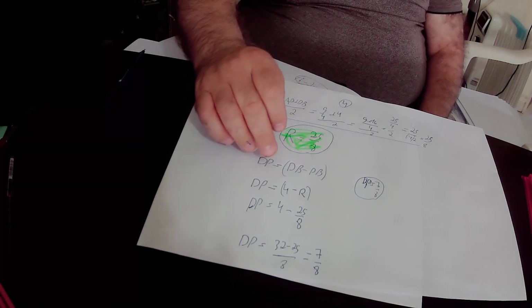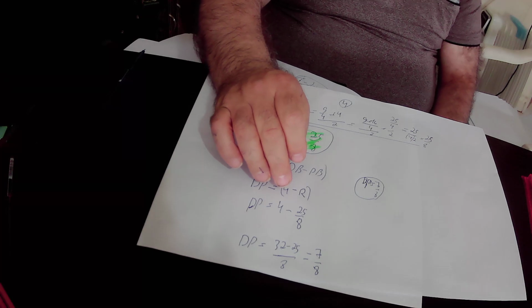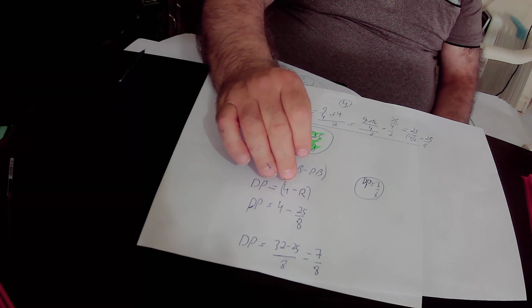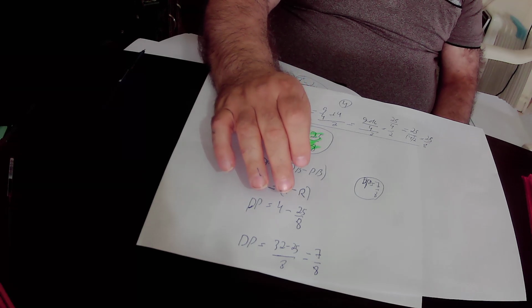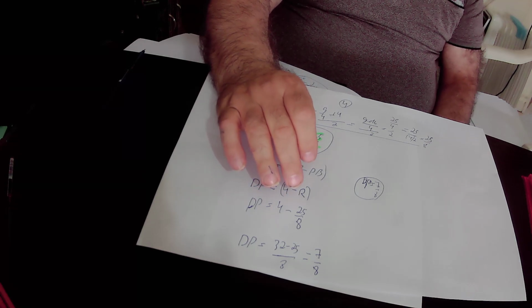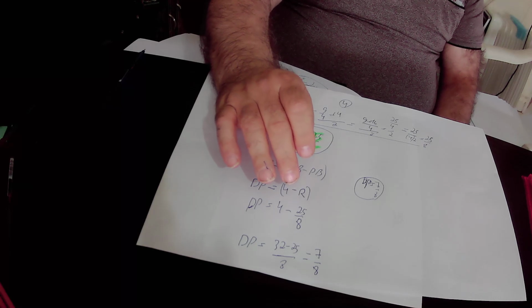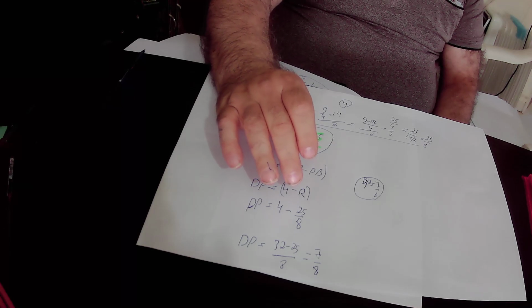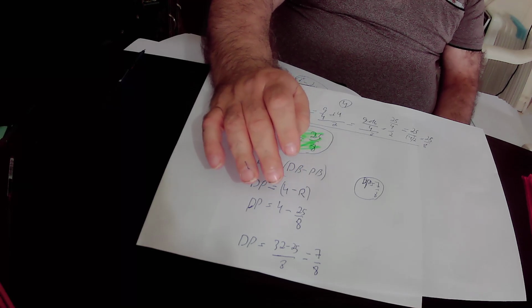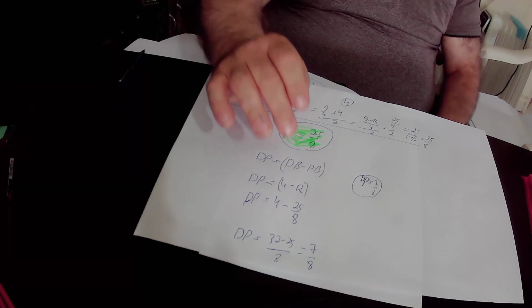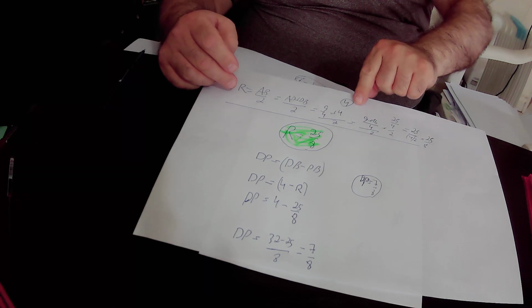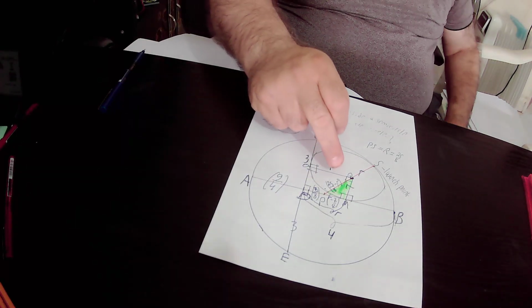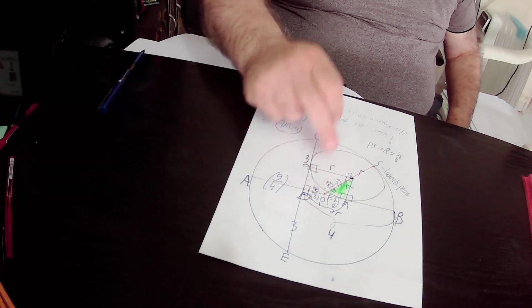And here we multiplied 4 by 8 and then we divided by 8 in order to have a common factor with 25 over 8. So 4 times 8 is 32 minus 25 over 8. 32 minus 25 is 7. So DP in conclusion is equal to 7 over 8. The small line segment DP equals 7 over 8. So we can write here that DP equals 7 over 8.